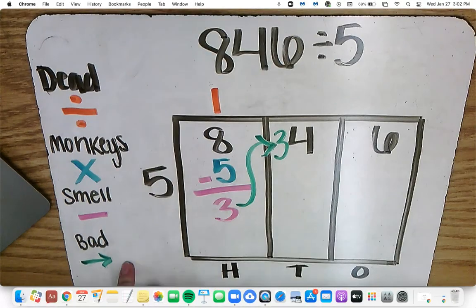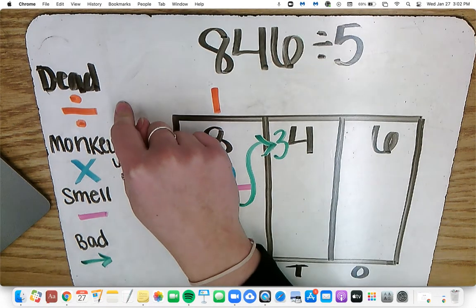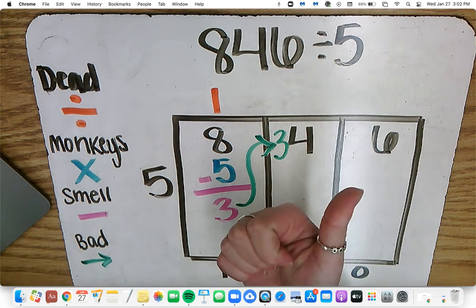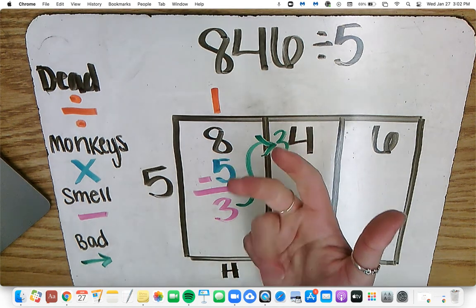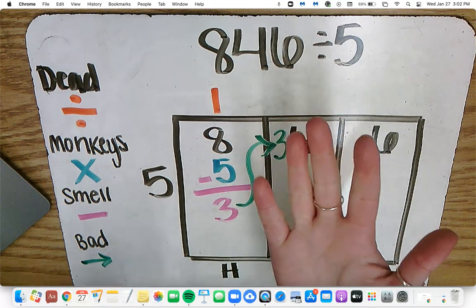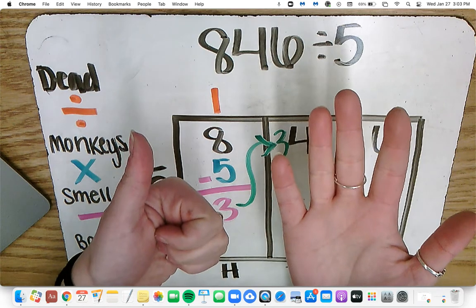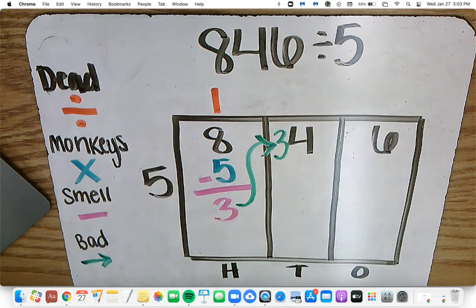Once we've done our last step, we go back to the top, back to the dead monkeys. So divide. 34 divided by 5. Or how many times does 5 fit into 34? I'm going to skip count. 5, 10, 15, 20, 25, 30. 6 times. I can't go more or it would overflow, and we don't want to overflow. So 6.